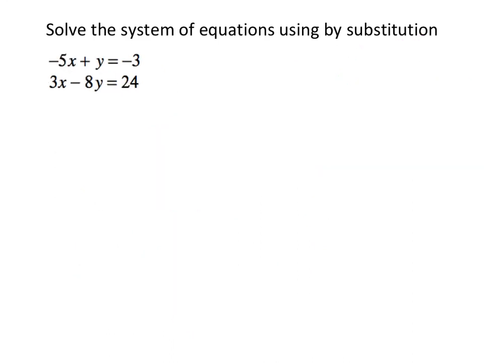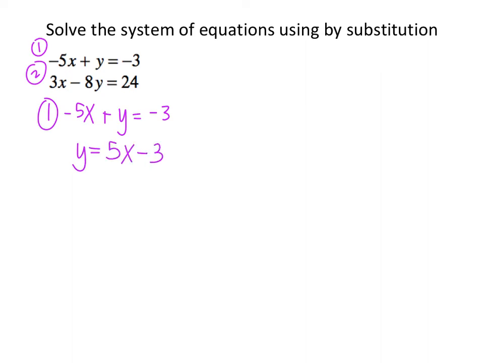For this last example using substitution, I can look at these right away and I say, okay, I already know I want to use my first equation and solve for y, just because it's the easiest to solve for. So rewriting it now. Solving for y, I'll move this 5x to the other side by adding it to both sides. So I'm left with 5x minus 3. This becomes special. I'm going to star that. I know I'm going to be substituting this expression for y, since it's equal to y, in the other equation.